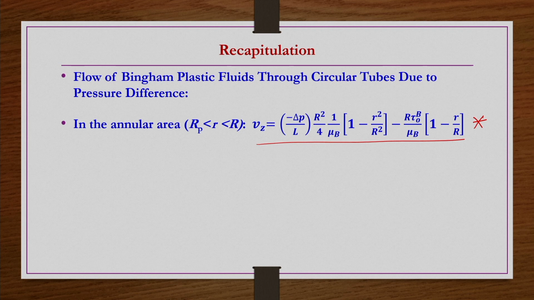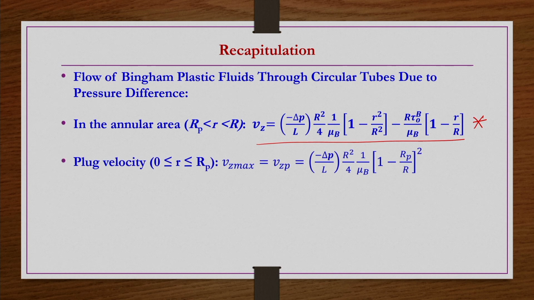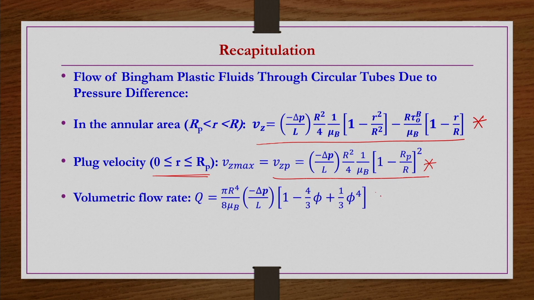And in the region where deformation is not taking place, the material flows like a solid plug. That region is between r equals 0 to Rp, and the corresponding plug velocity is given by this one. This is a constant velocity, one single value for a given pressure drop, whereas Vz in the above expression changes with respect to r. The corresponding equation for the volumetric flow rate that we obtained is for the entire flow region, not individually for the annular or plug region.